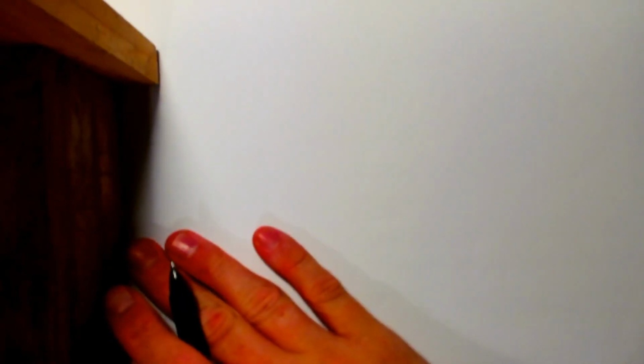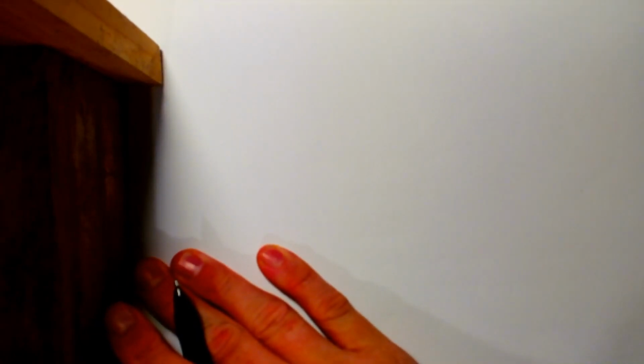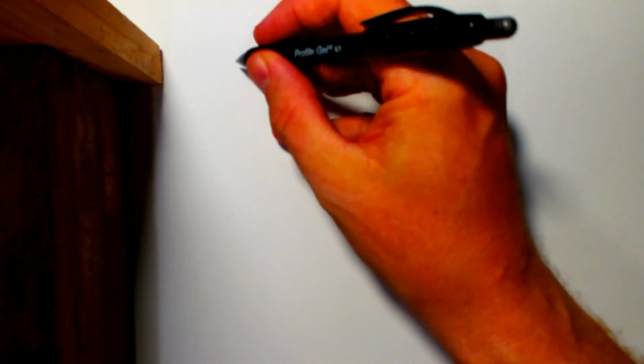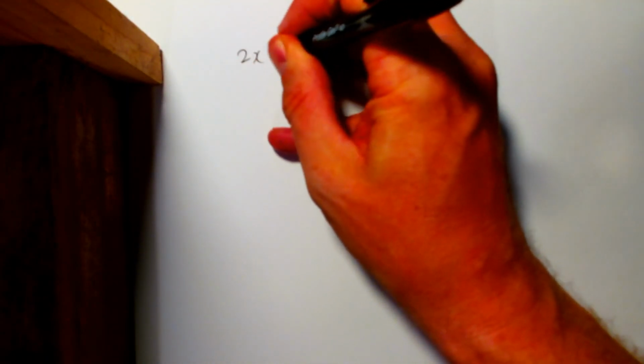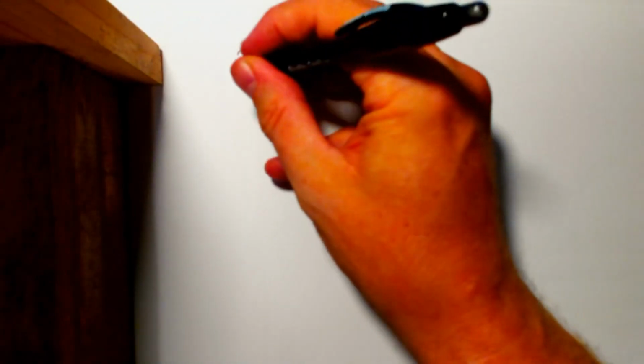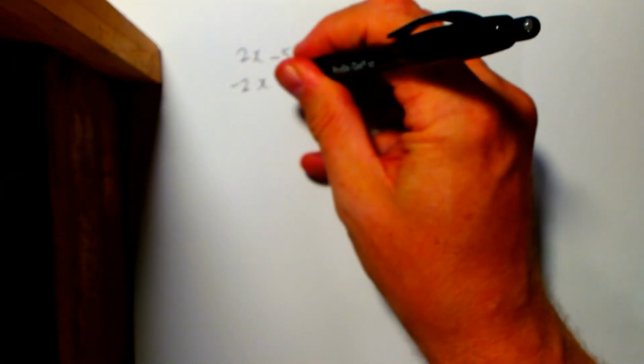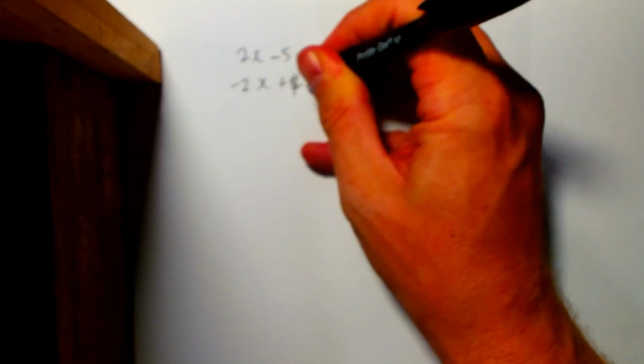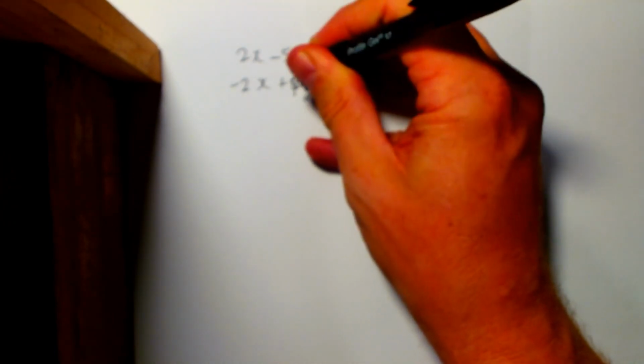So our next topic is solving the same system using Cramer's rule. So Cramer's rule requires us to introduce matrices. So the first thing I'm going to do is just rewrite this system of equations. Okay, so we've got 2x minus 5y is minus 14, and minus 2x plus 4y is 11.